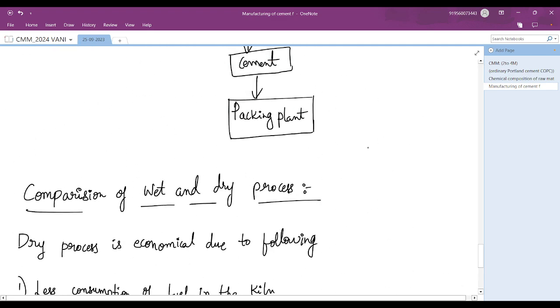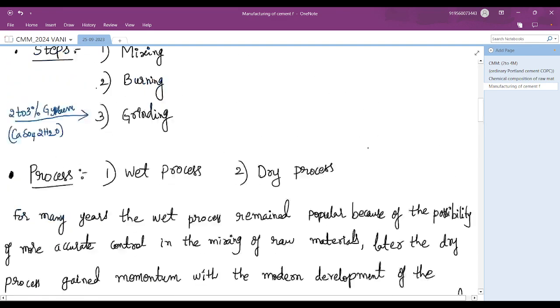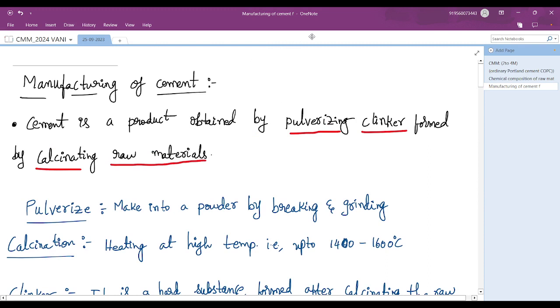Clear all of you? This is all about the manufacturing of the cement. So please respond. Are you clear so far? Next is chemical composition of the clinker.